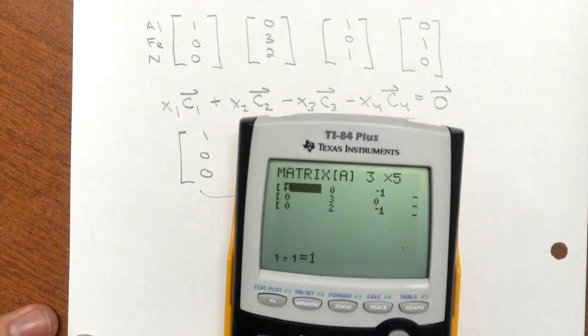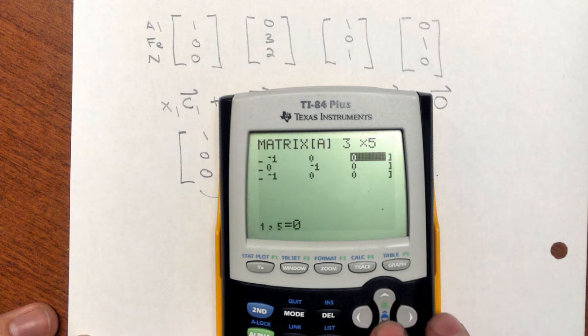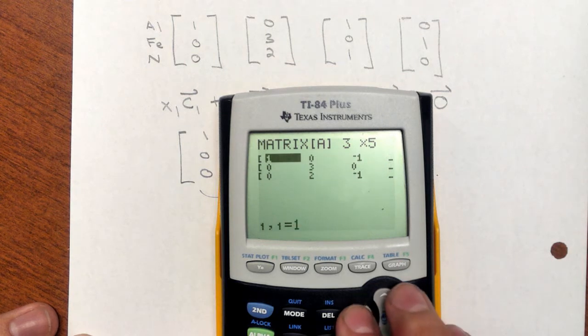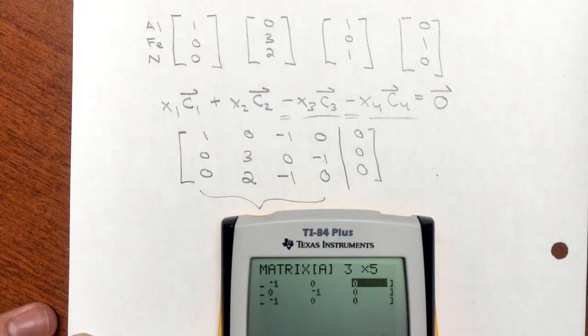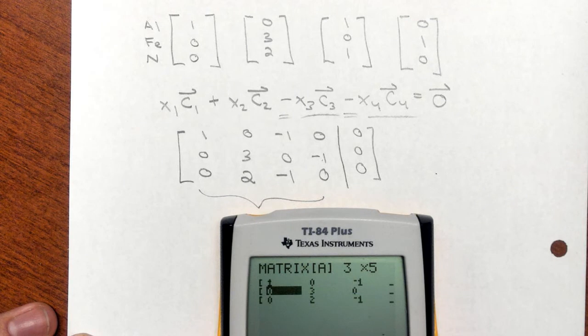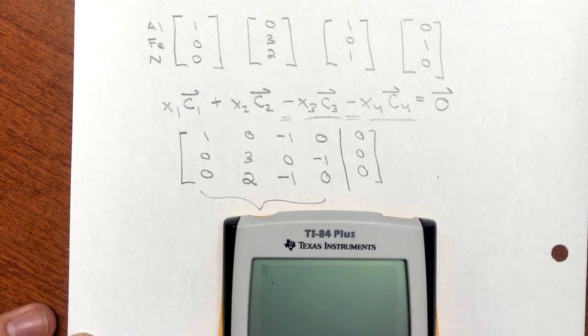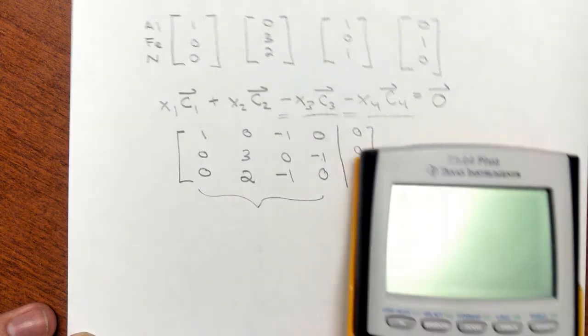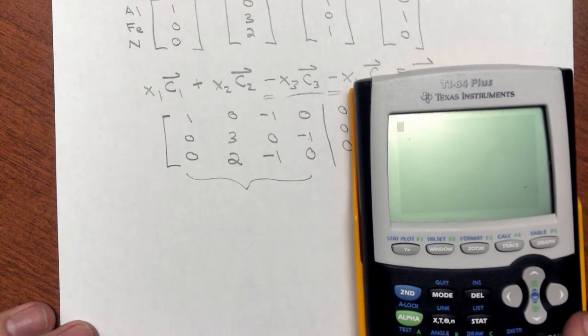Okay, here's my matrix. It's 3 by 5. I did augment it with a column of zeros. So you see that right there. And you see right here, the first row, 1, 0, negative 1, 0, and 0. And the next row, 0, 3, 0, negative 1, and 0. And the third column is also what we need. So I'm going to quit out of here. And what I need to do is go to, I'm sorry, that was a little below the screen. But I entered this matrix with the augmented column.